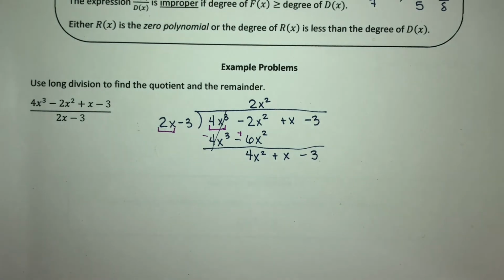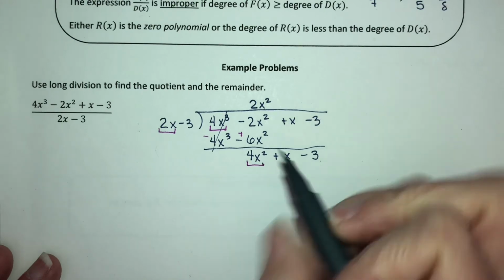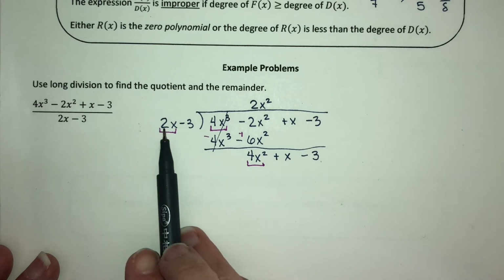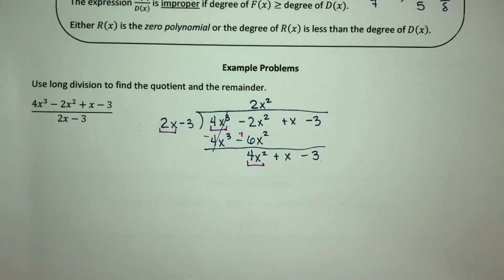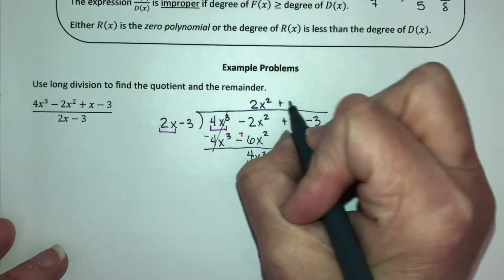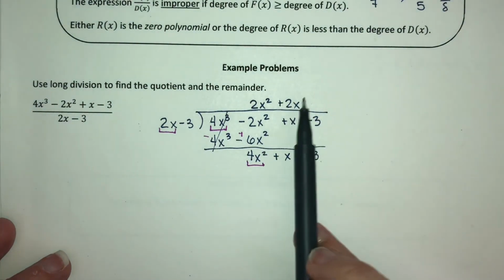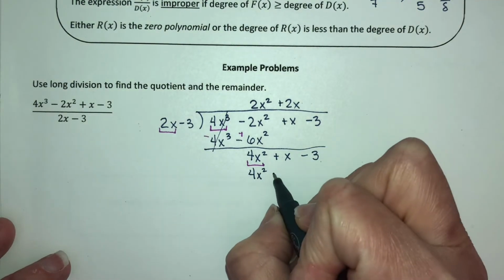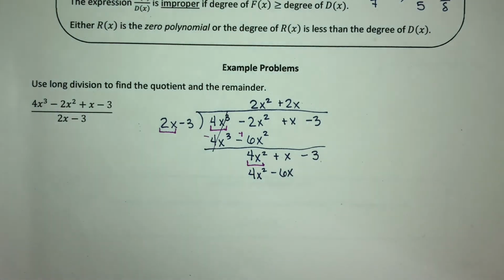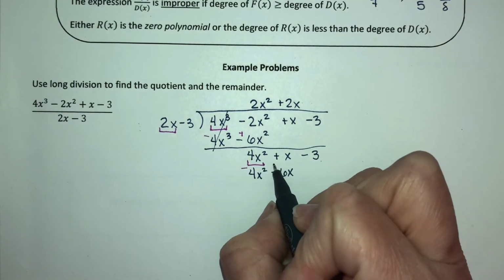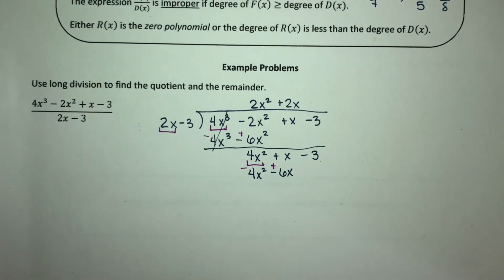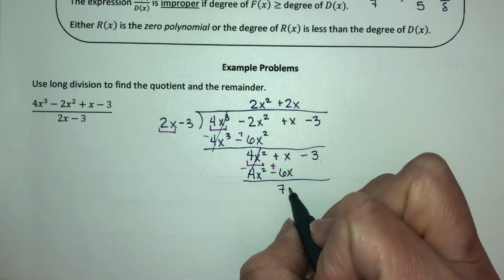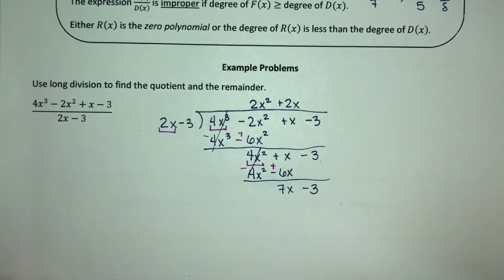Okay, so now we need to concentrate on the first terms again. I need to turn this 2x into a 4x squared. So to do this, I need to multiply it by a 2 and an x. So plus 2x. Distribute the 2x through here. 4x squared minus 6x. Subtract, so change your signs. Your first term cancels out. I have 7x and bring down the 3.